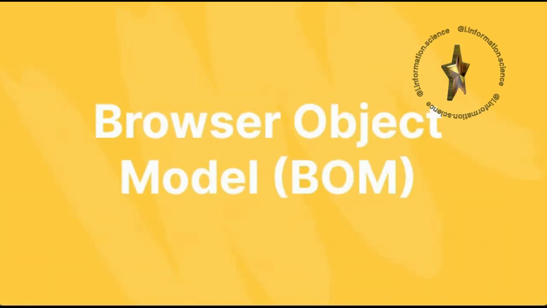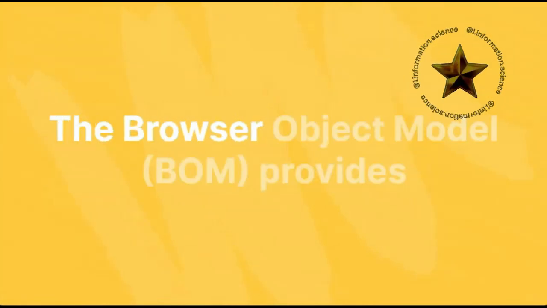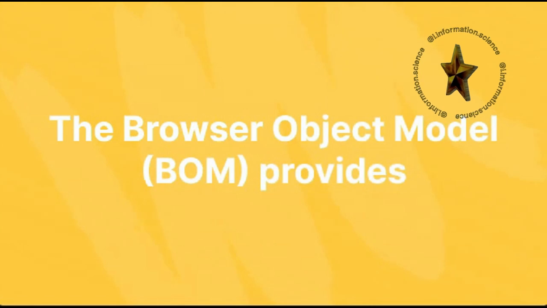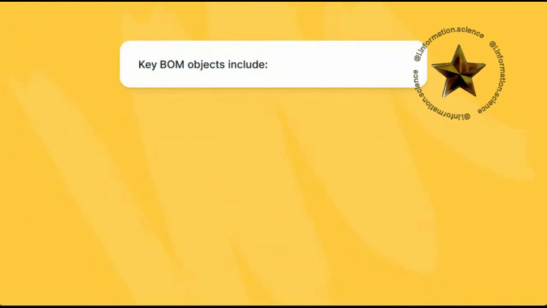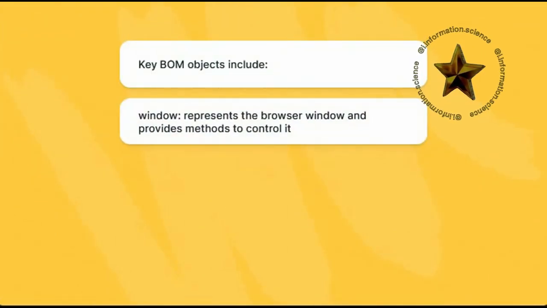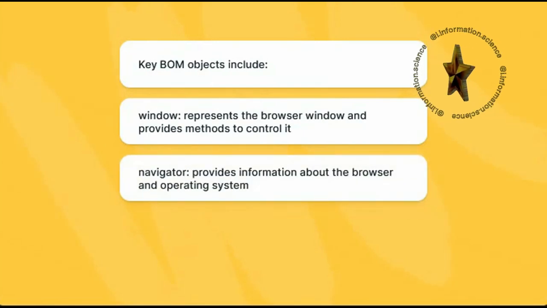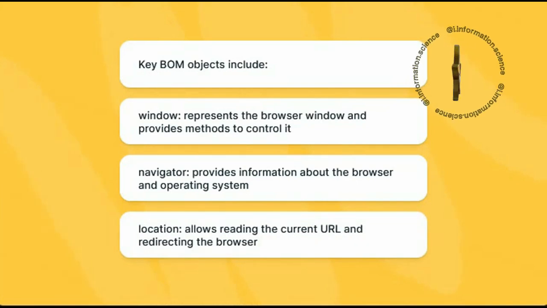Browser Object Model (BOM). The Browser Object Model (BOM) provides additional objects and functions for interacting with the browser itself, beyond just the web page. Key BOM objects include: Window represents the browser window and provides methods to control it. Navigator provides information about the browser and operating system. Location allows reading the current URL and redirecting the browser.